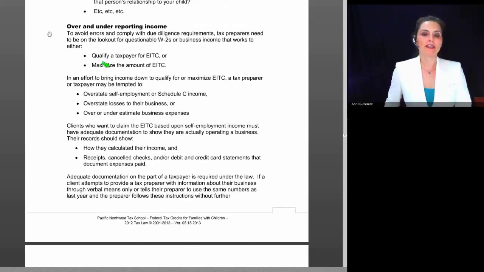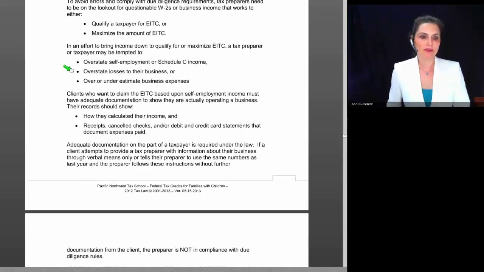Over and under reporting of income is a major error that the IRS frequently encounters, and it can be a cause for concern for any tax practitioner if their client is audited on their Schedule C net income or loss and it's badly done. It's embarrassing at worst, and it can cause you to get fines as well. To avoid errors and comply with due diligence requirements, tax preparers need to be on the lookout for questionable W-2s and business income that works to qualify a client for the maximum earned income credit.